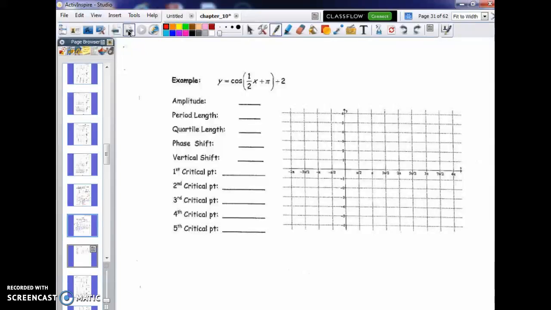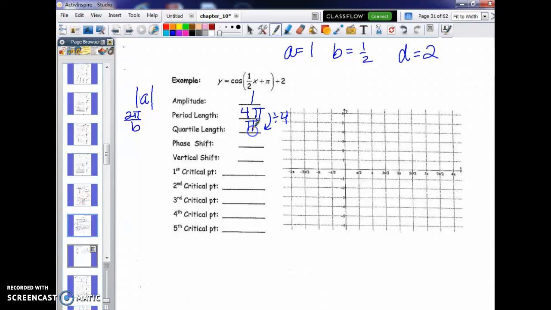All right, as I run through this one, I might go a little bit quicker. I know my A value is 1. B is 1/2. My C I know is part of my phase shift, but I know my D is plus 2. Amplitude, absolute value of A. Absolute value of 1, 1. Period length is 2 pi divided by B. So 2 pi divided by 1/2 is 2 pi times 2 over 1. So period length of 4 pi. Quartile length, whatever that is, divided by 4, which is pi.